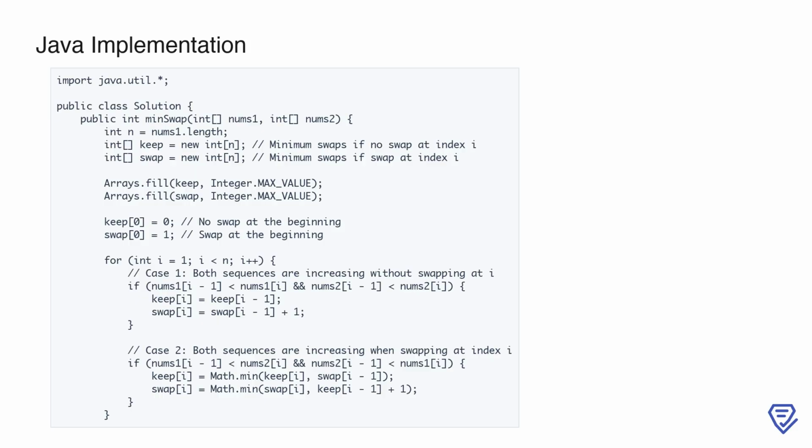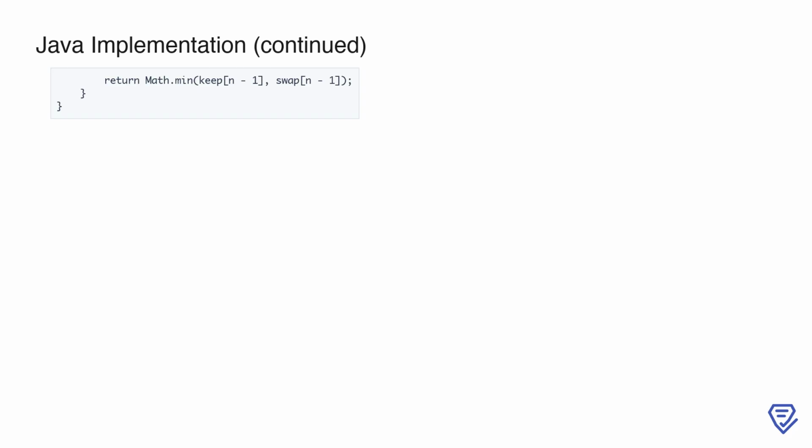Then, we move on to the next condition. The second condition occurs when both sequences become strictly increasing only after swapping the elements at index i. In this case, we update keep[i] to be the minimum of its current value and swap[i-1], since swapping the previous index might lead to fewer swaps overall. Similarly, swap[i] is updated to be the minimum of its current value and keep[i-1] plus 1, as we would need to add one more swap for the current index.